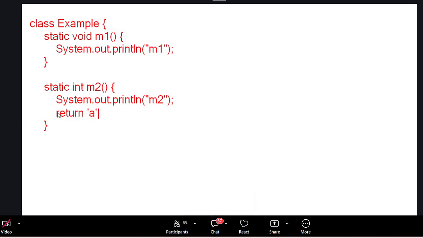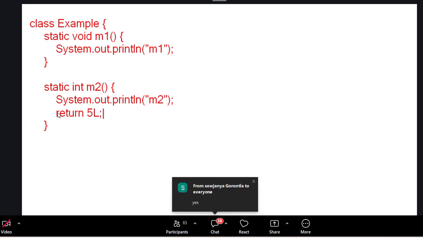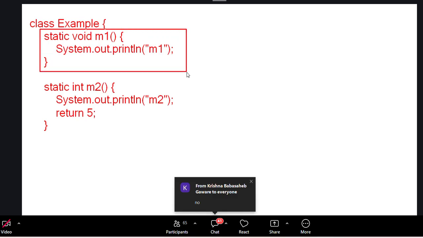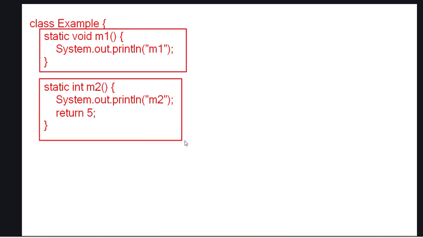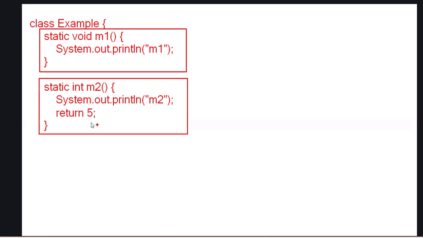Can I write a single quote here? Yes. Can I write 5L? No, it is a higher value. The value should go via int. Via int, what can go? Only int range values can go. Now I am writing 5 here. So tell me, this m1 method compiled successfully and this m2 method is also now compiled successfully. Tell me, is the return statement mandatory in a non-void method?